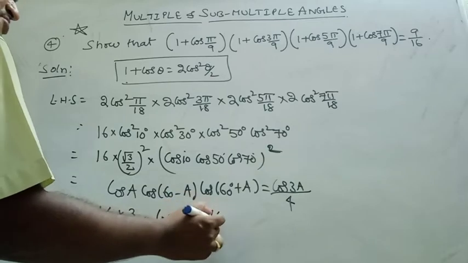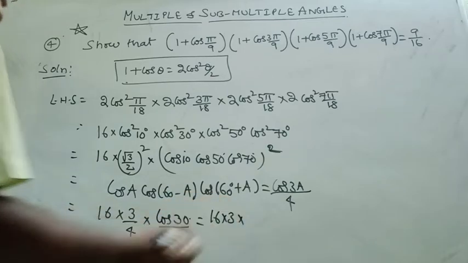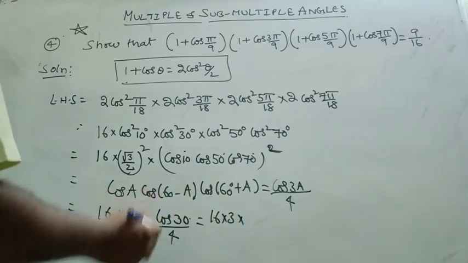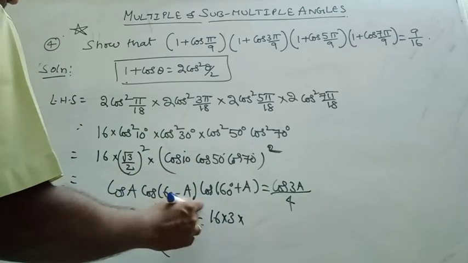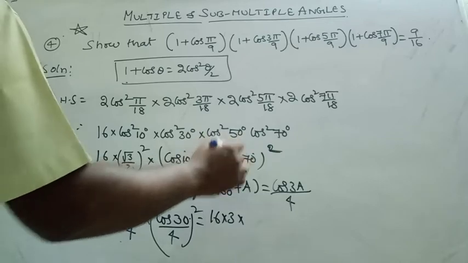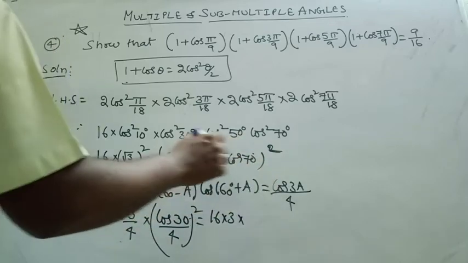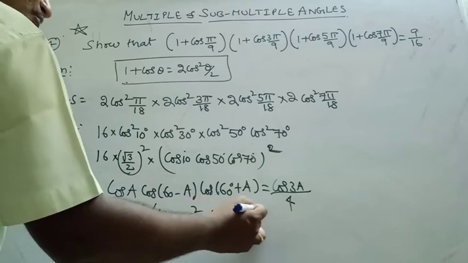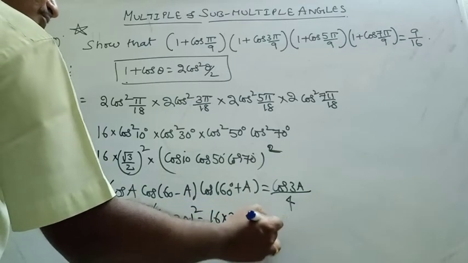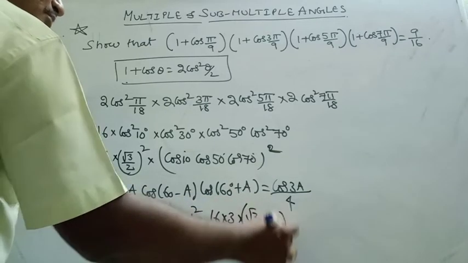Now this is 16 into 3 into cos 30 degrees, my dear student, whole square. This is what we are having here, whole square, and cos 3A by 4, that whole square, we are having here. Cos 30 degrees, you know that is root 3 by 2, into 1 by 4, this whole square we are having like this.